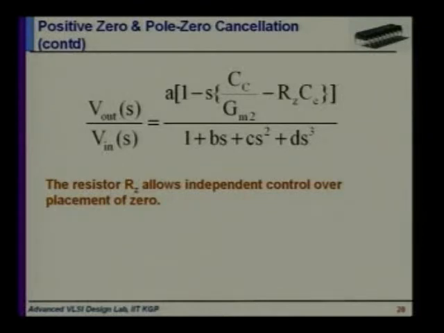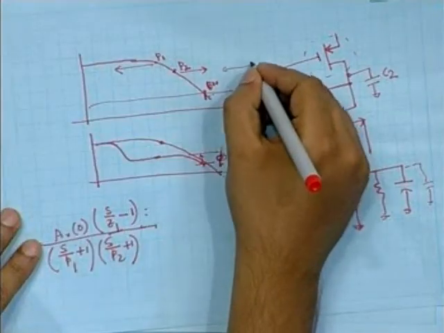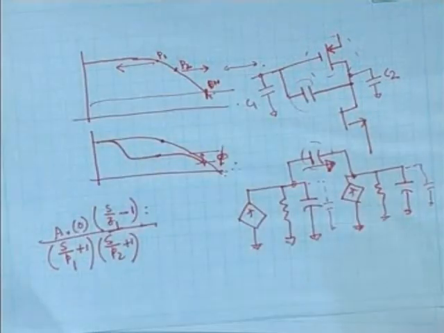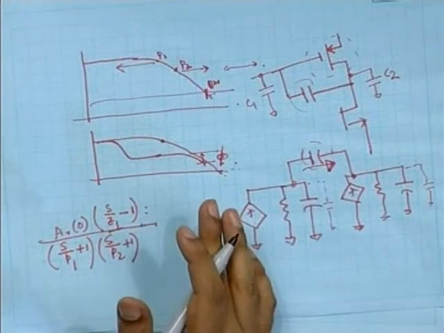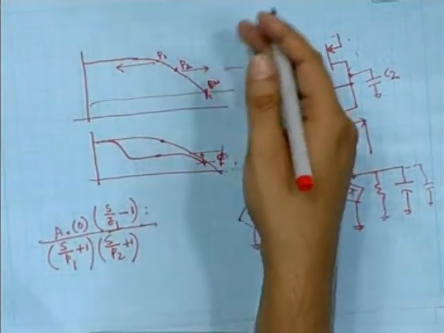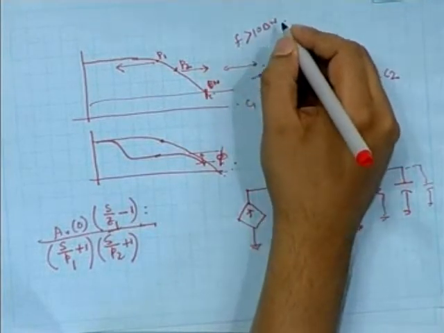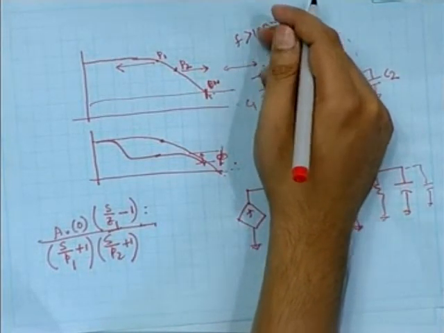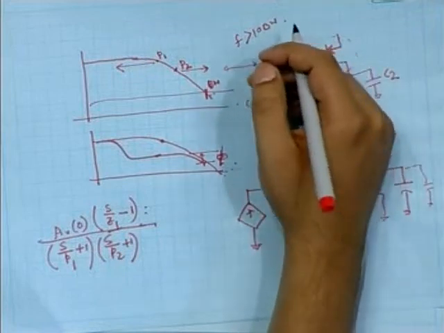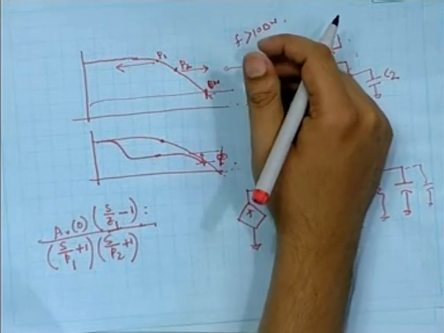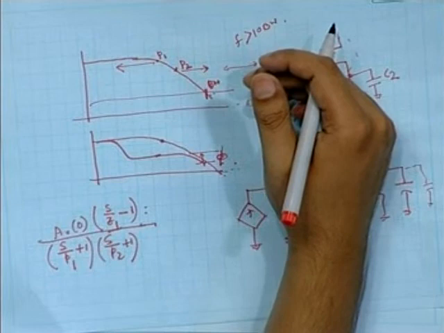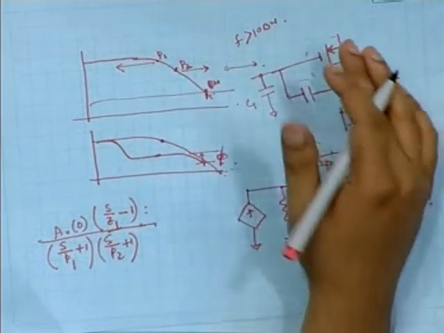In the frequency analysis, if you set the zero at a very high frequency, crossing the bandwidth, this problem will be eliminated. Suppose you set it at a frequency greater than 10 times the bandwidth frequency, there will be minimal effect of phase shift. So this is the use of the nulling resistor, and you can eliminate the zero this way.